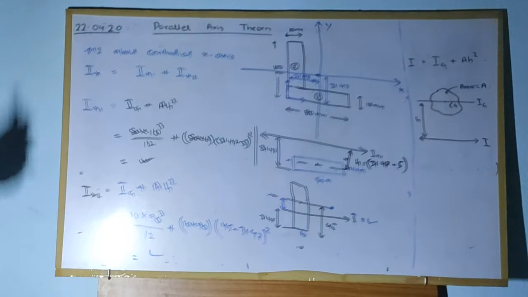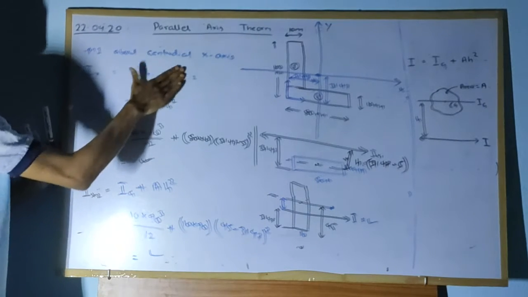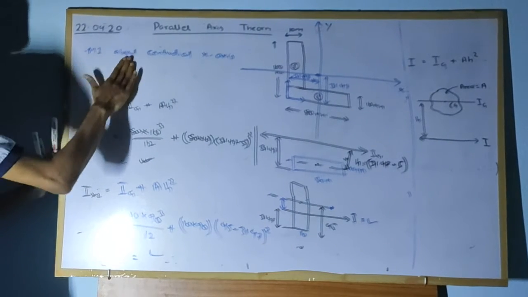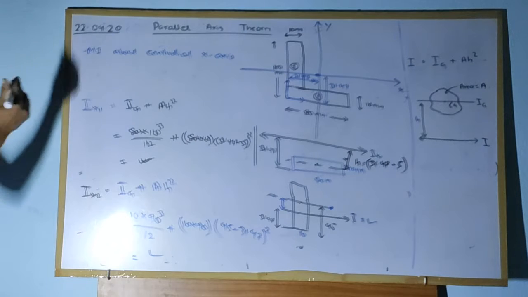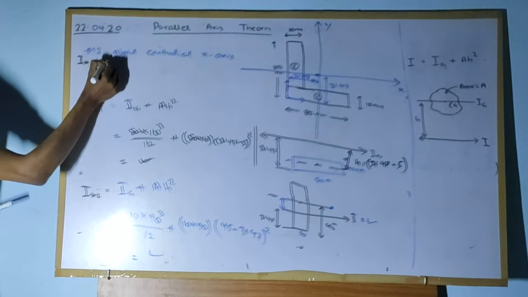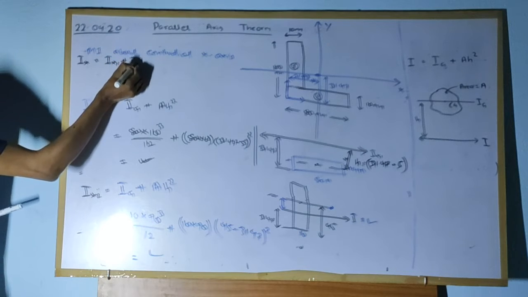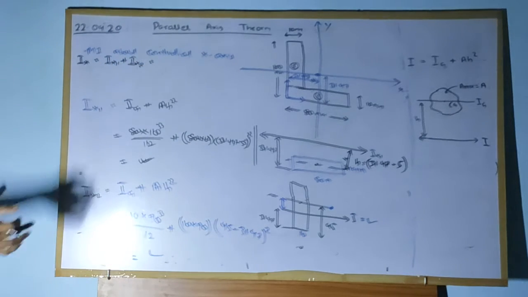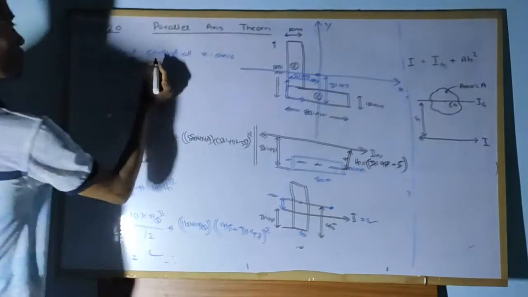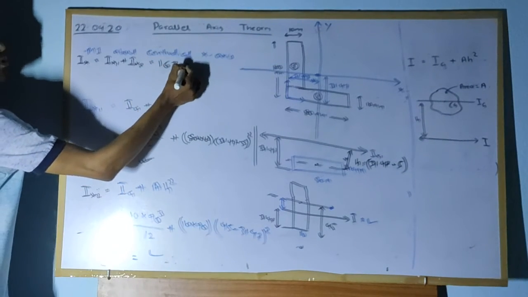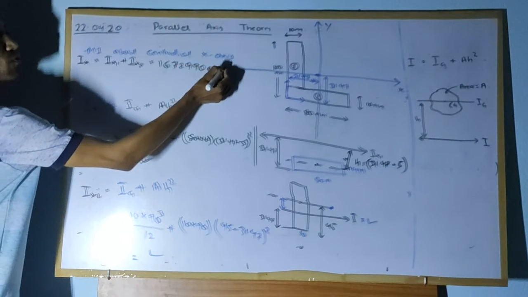So this Ix, the moment of inertia about the central axis. So Ix is equal to Ix1 plus Ix2. Simply you add these two quantities and the answer comes. You can refer to the class note: 1672990 millimeter to the power 4.